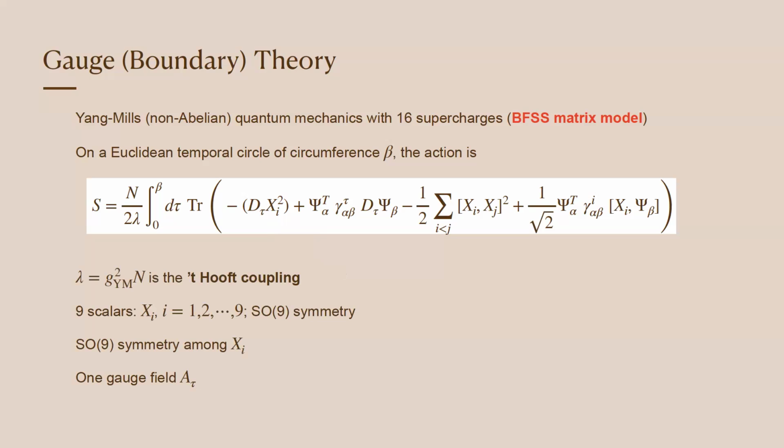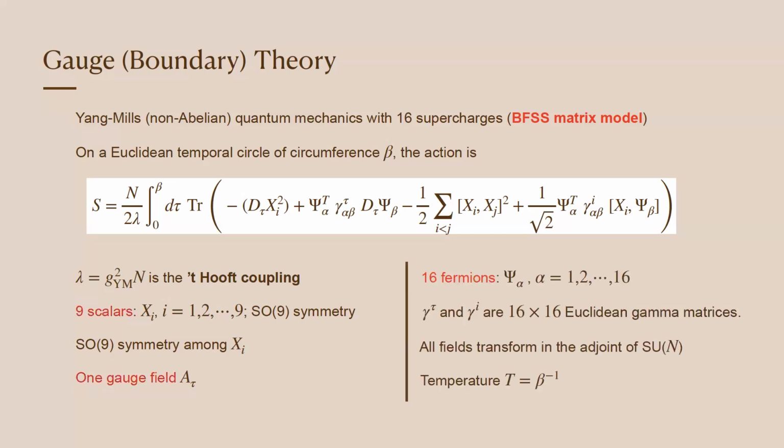The theory contains 9 scalars, and there is an SO(9) symmetry, and SO(9) symmetry is the symmetry of the sphere S8. Okay? So in the bulk theory, it is AdS2 cross S8. There's only an S8 there. And that information of that S8 is captured in this SO(9) symmetry of these 9 scalars. Yeah, and there is one gauge field, and again 16 fermions.